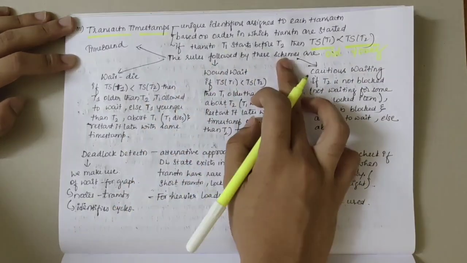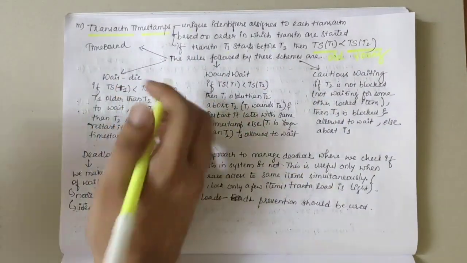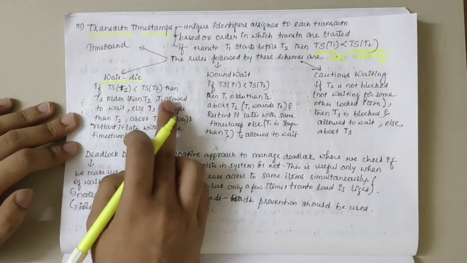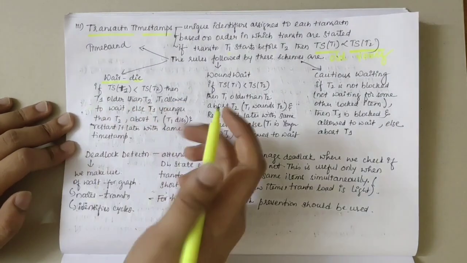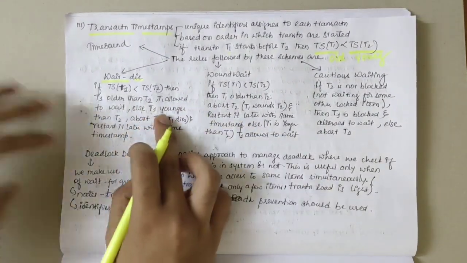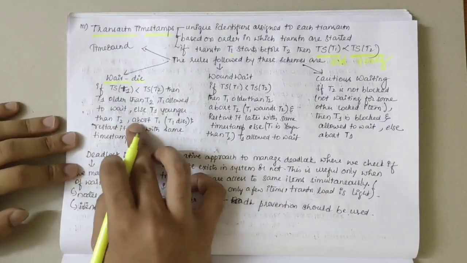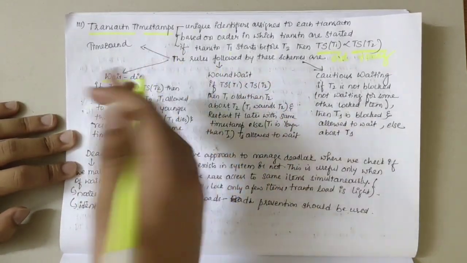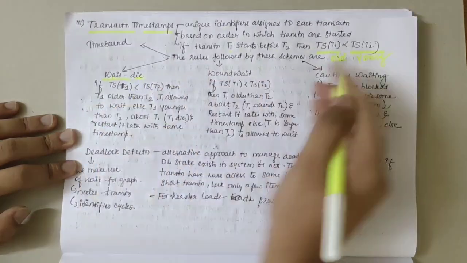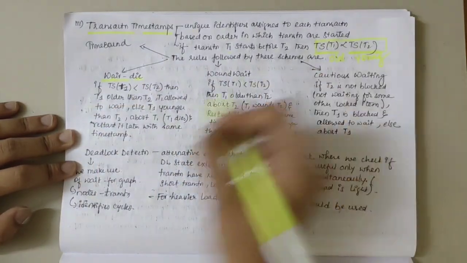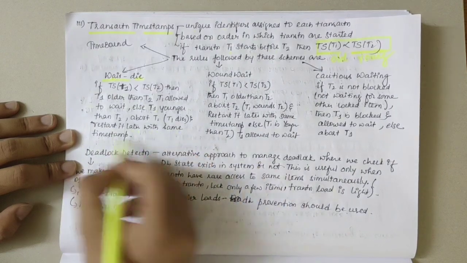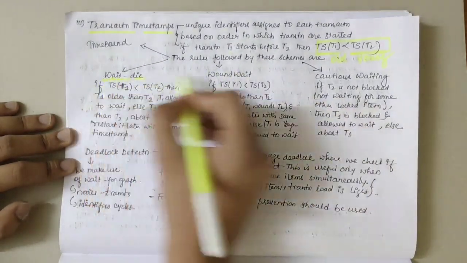The rules followed by these schemes are, first, wait and die. That is, if T1 is older than T2, then T1 is allowed to wait. Else, if T1 is younger than T2, then you need to abort T1, that is, T1 dies. So in this situation T1 either has to wait or abort. Once you abort, you restart it with the same timestamp. That was about wait and die.